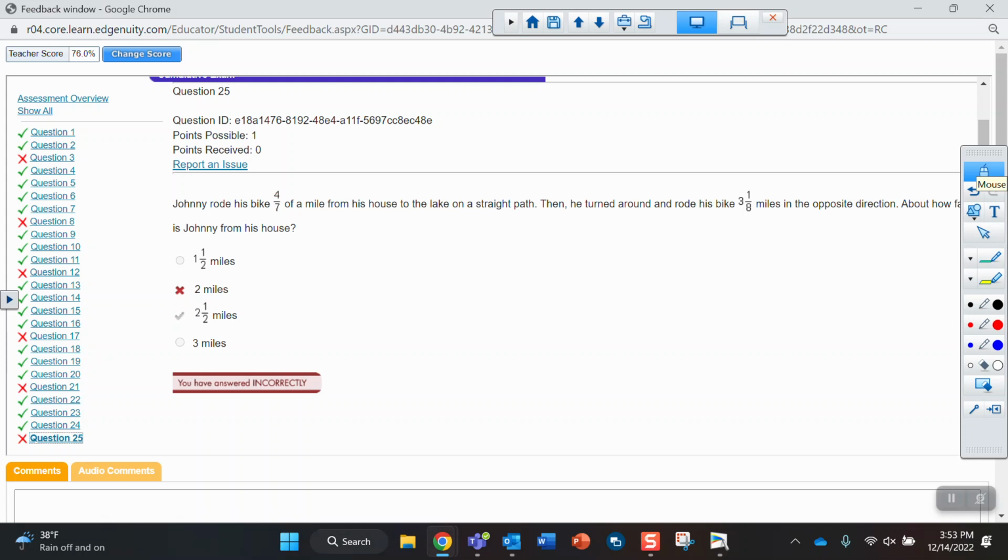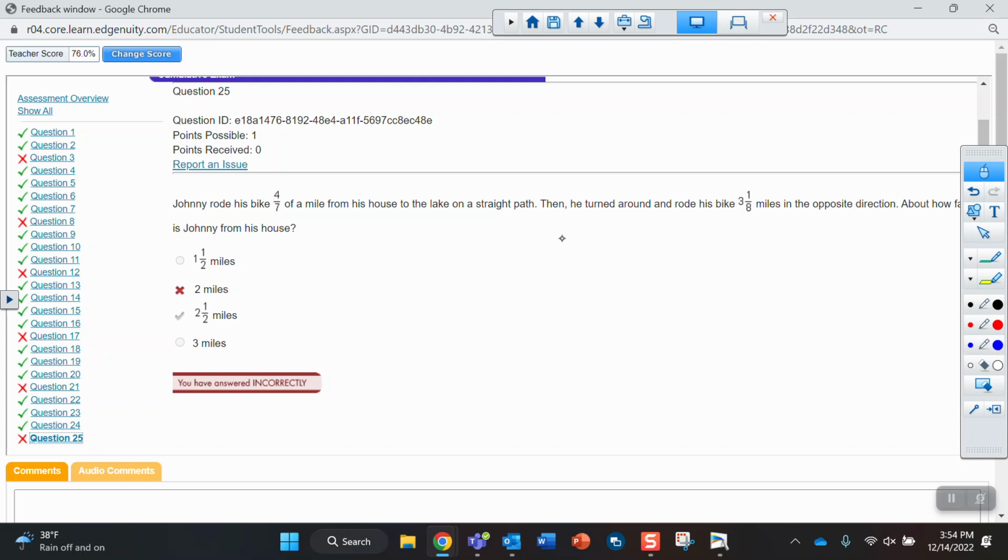And then the last one you missed was 25. Johnny rode his bike 4/7 of a mile from his house to the lake on a straight path. Then he turned and rode his bike 3 1/8 miles in the opposite direction. About how far is Johnny from his house?